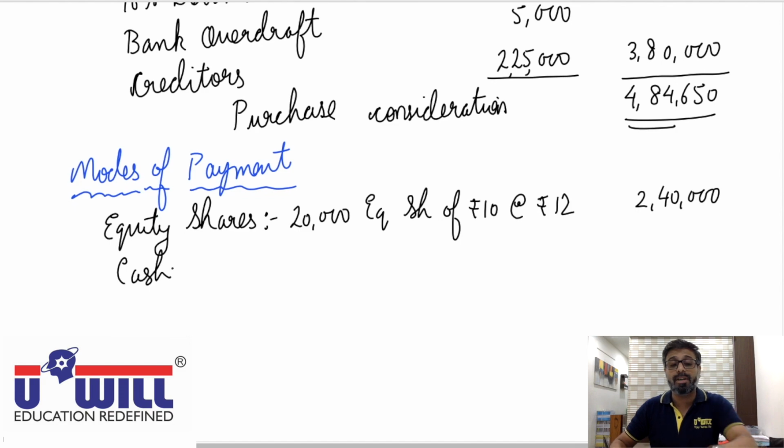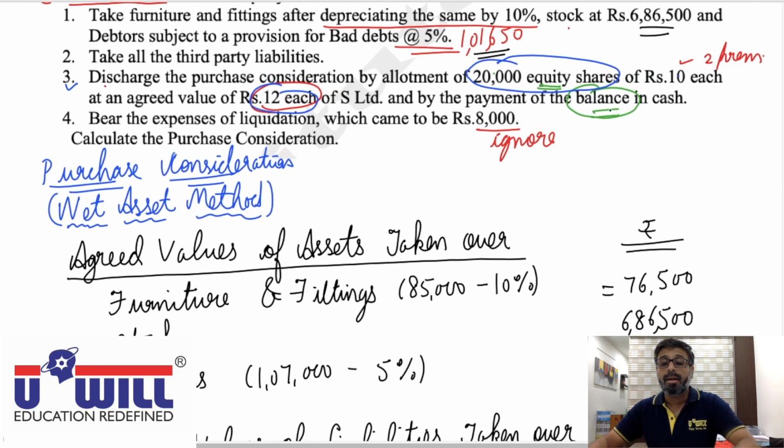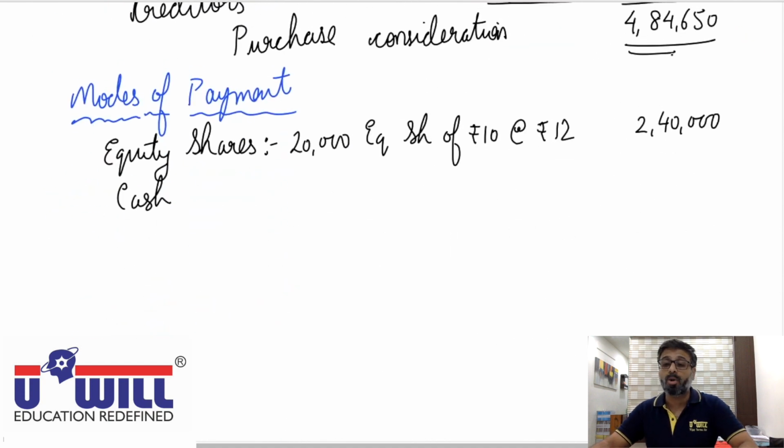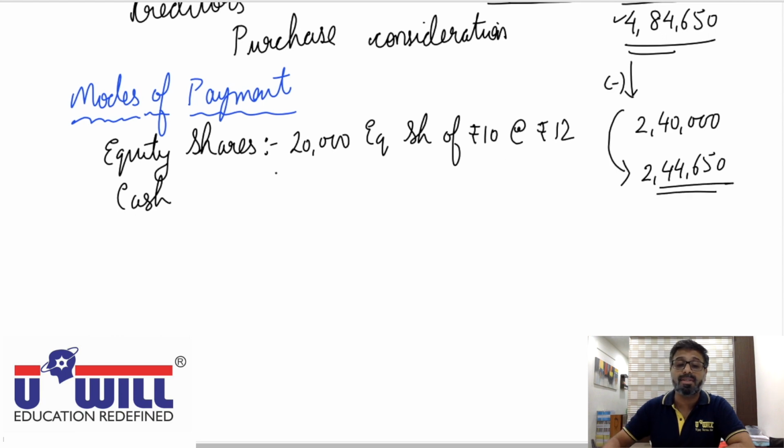And then what was given to you? Balance in cash. So do it. 4,84,650 minus 2,40,000. What is the balance amount that will be paid in cash? 2,44,650. From that you minus 2,40,000. So the balance 2,44,650 is paid in cash.